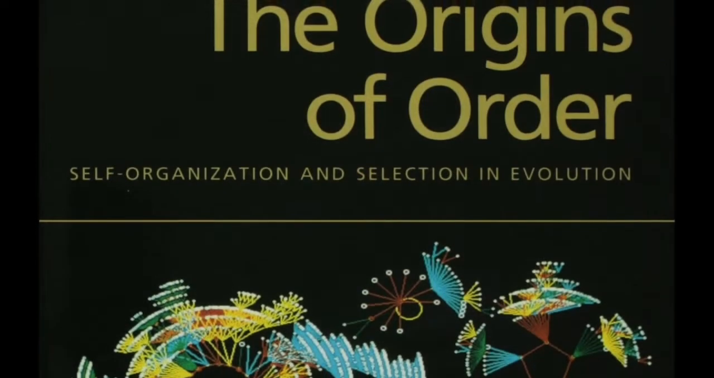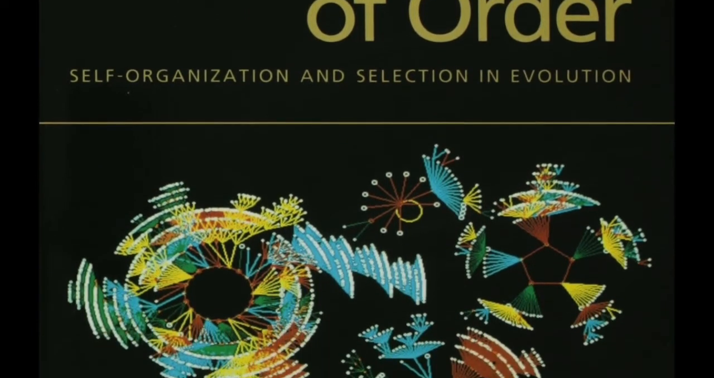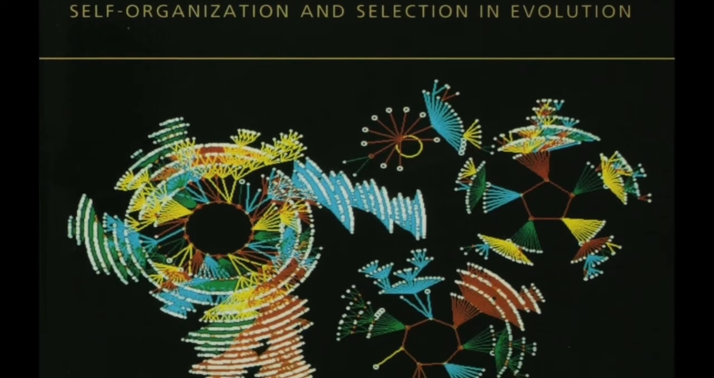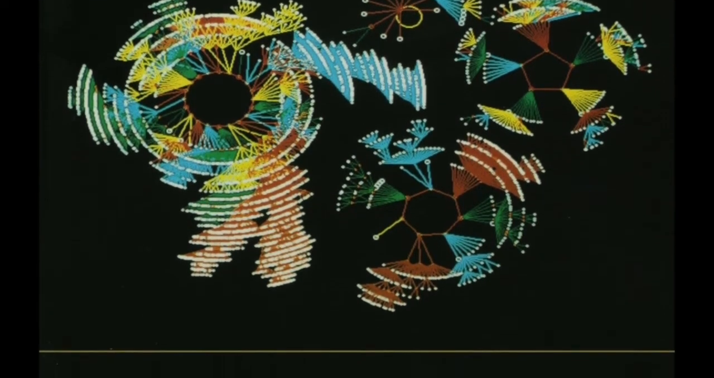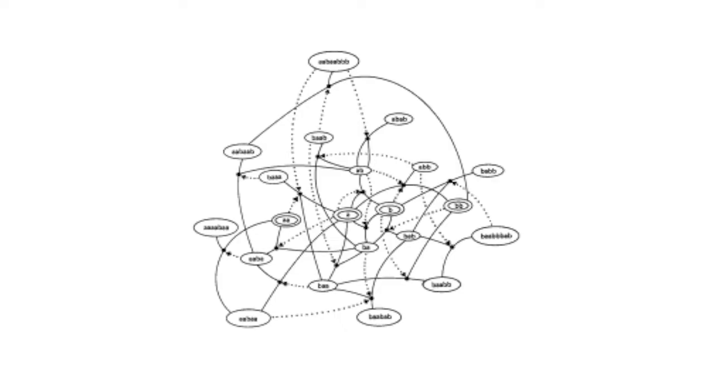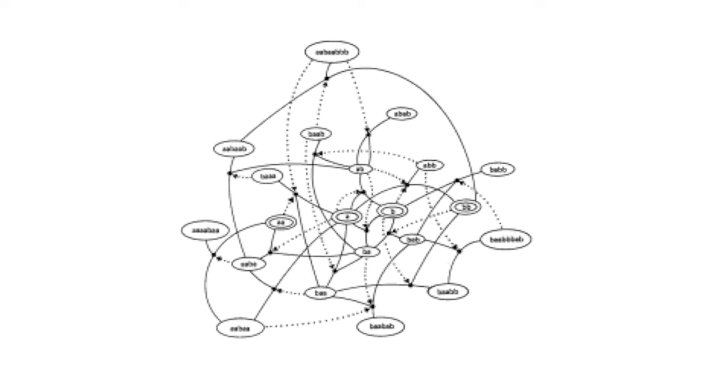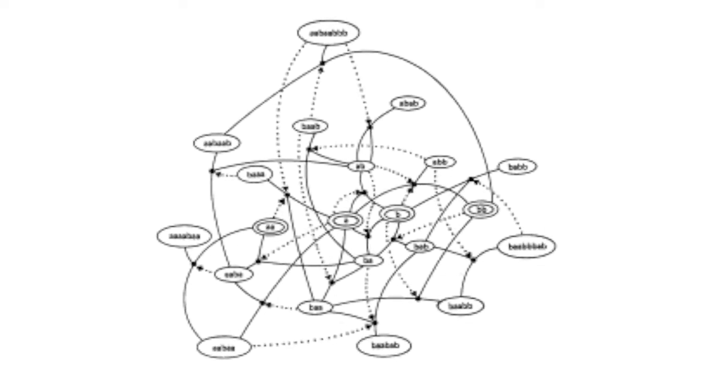In 1993, Kauffman came out with a book called The Origins of Order, Self-Organization and Selection in Evolution. In it, Kauffman proposed how complex systems could exhibit spontaneous order through feedback mechanisms. Self-organization could arise automatically from closed autocatalytic or self-creating reactions.